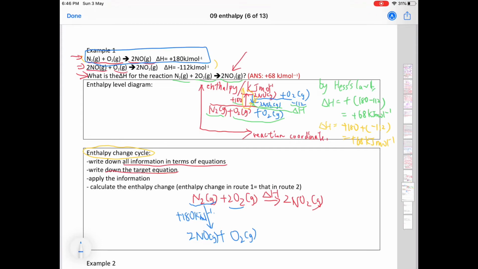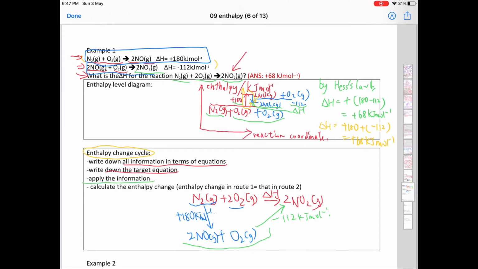And up to this stage, we said that the first information has been used already. Then it's time to use the second information, and just the species here. Is it okay? Then it will form 2 NO2, so that we can draw a complete cycle for it, and the enthalpy change is negative 112 kJ per mole. And after this, we have the whole enthalpy cycle.